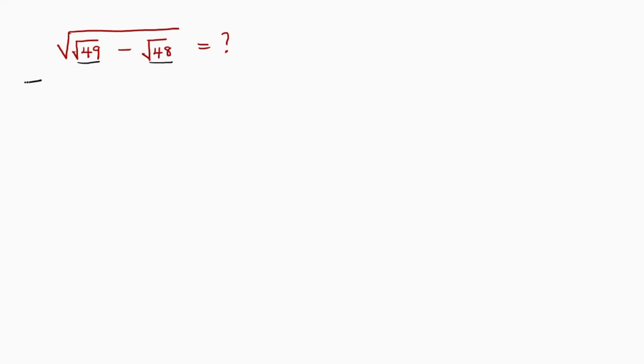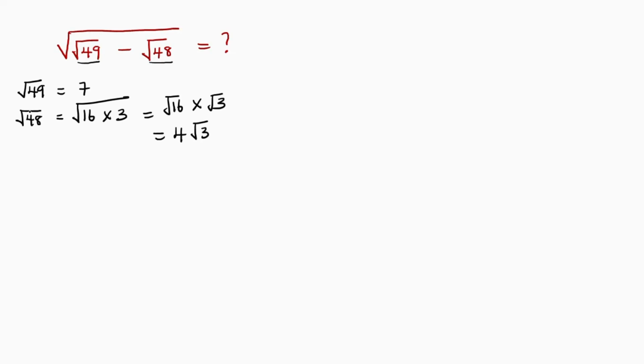Okay, now starting from root 49, the root of 49 is equal to 7, and the root of 48 is equal to the root of 16 times 3, which is equal to root 16 times root 3, which is equal to 4 root 3. So right here we have the square root of 49 and the square root of 48. Now substituting this into the original expression, this is going to become the square root of 7 minus 4 root 3. So we have this right here.